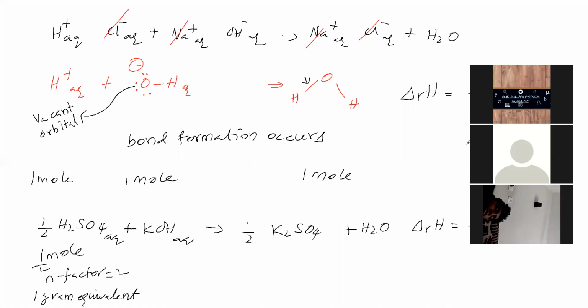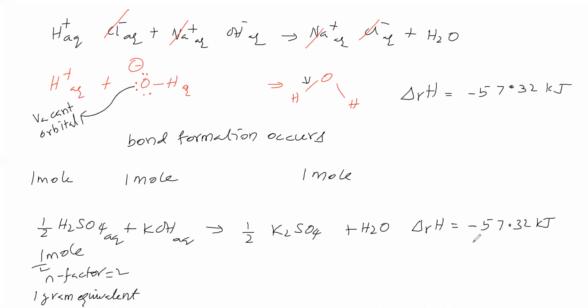Okay. So in this reaction, what is the amount of heat involved? That heat is called the enthalpy of neutralization. It is called the enthalpy of neutralization between what and what? Between sulfuric acid and potassium hydroxide. Okay, so we have discussed the enthalpy of neutralization between a strong acid and a strong base.